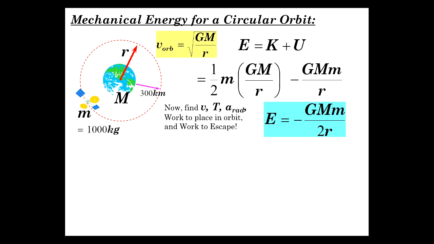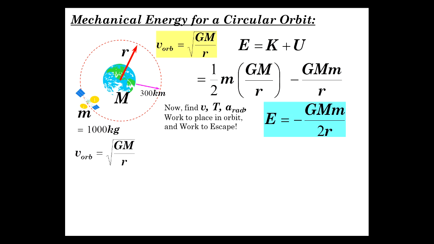to put the satellite into orbit, and the work to escape from the Earth altogether once it's at this particular location. How much work do we have to do to make it escape forever and get out to infinity with zero motion but infinite distance?